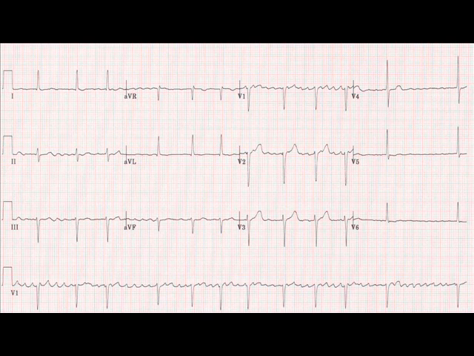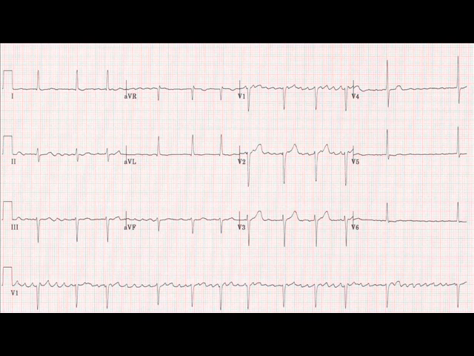Well, if we look at AVR, it's very negative, as it should be. We look at lead 1, it is very positive. Lead 2 should be very positive. It should be the most positive, but it's not. In fact, the R wave is as tall as the S wave is deep, and lead 3 is very negative.